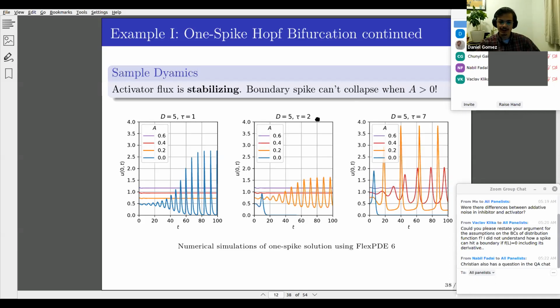Here is the same scenario for larger values of that time constant. Here I will comment that when A equals 0, in these latter two cases, the spike collapses. But spikes can no longer collapse when you have a boundary flux. They must persist because you have to satisfy that boundary condition. And so this always leads to a case where the spike will start to oscillate indefinitely.